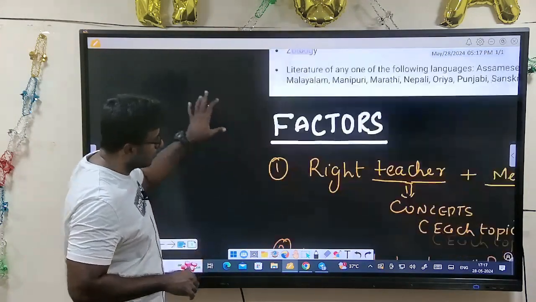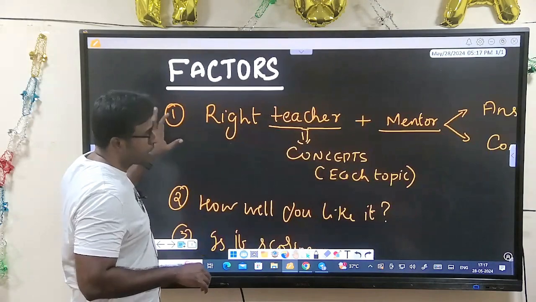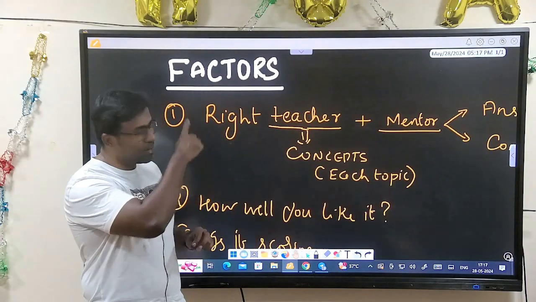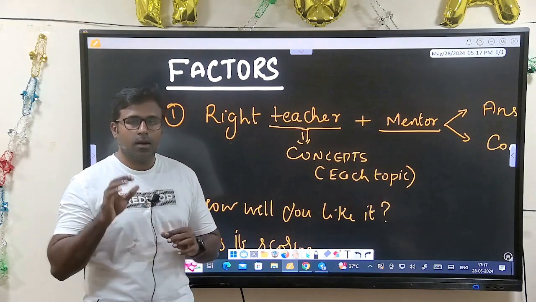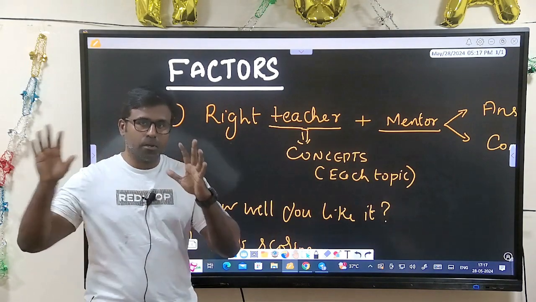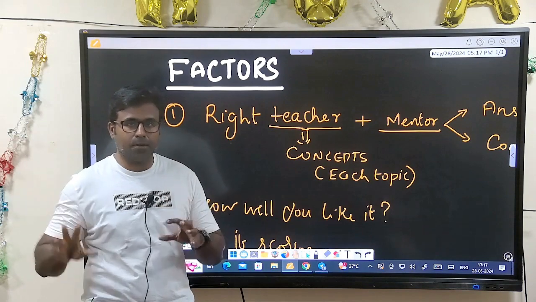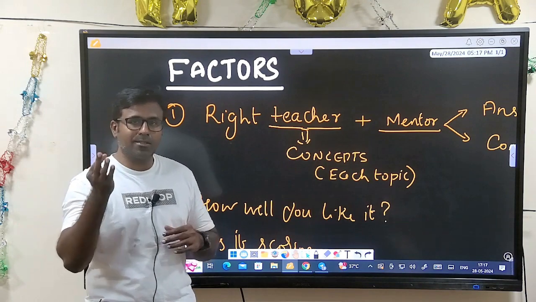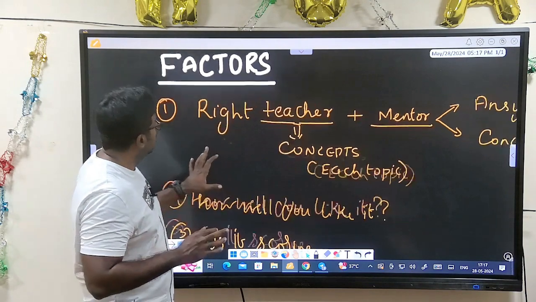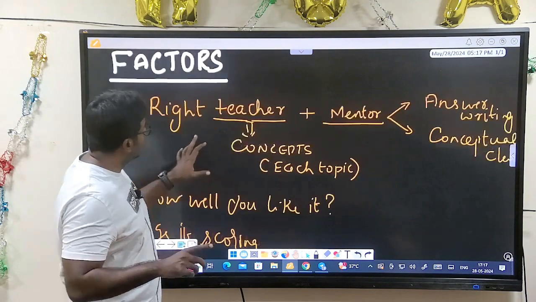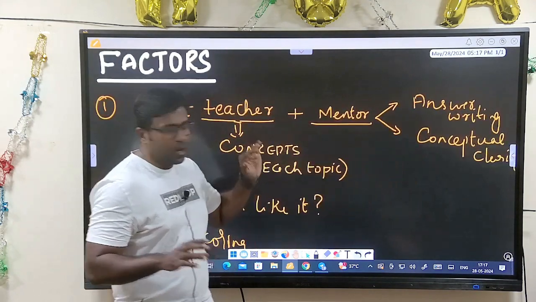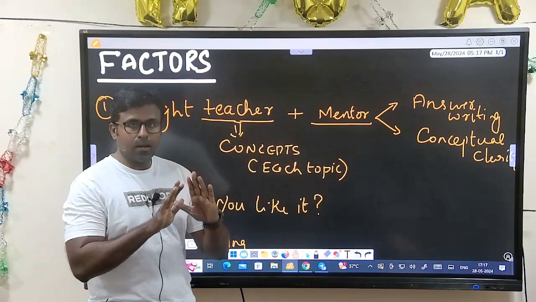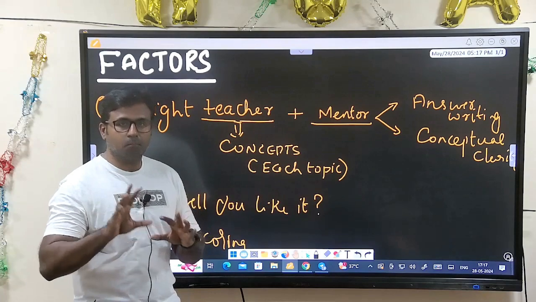So I thought of having a series of factors. Now you may have this confusion as to which optional in that list you have to choose. There might be hundreds of factors in choosing an optional, but primarily I feel there are three important factors. The first point is the right teacher and a mentor. I'll tell you the difference. A teacher and a mentor are different. A teacher and a mentor clubbed together is a very important combination.